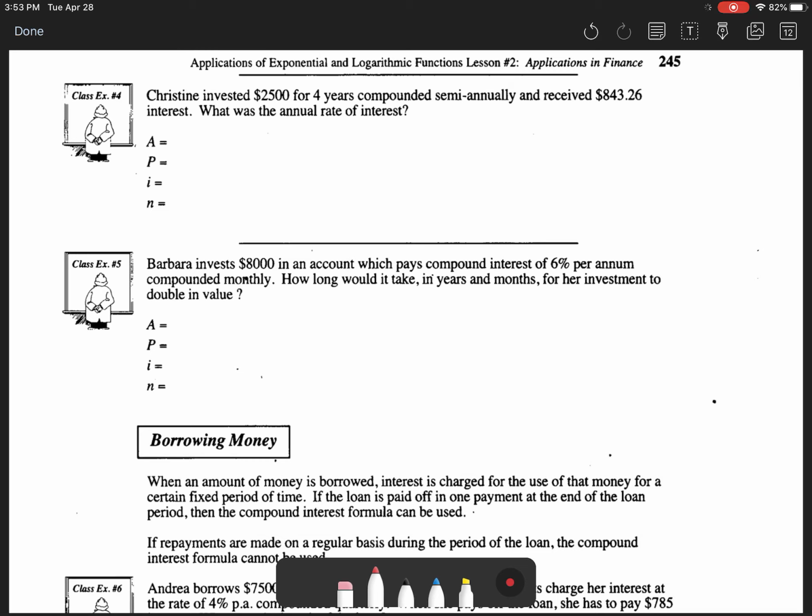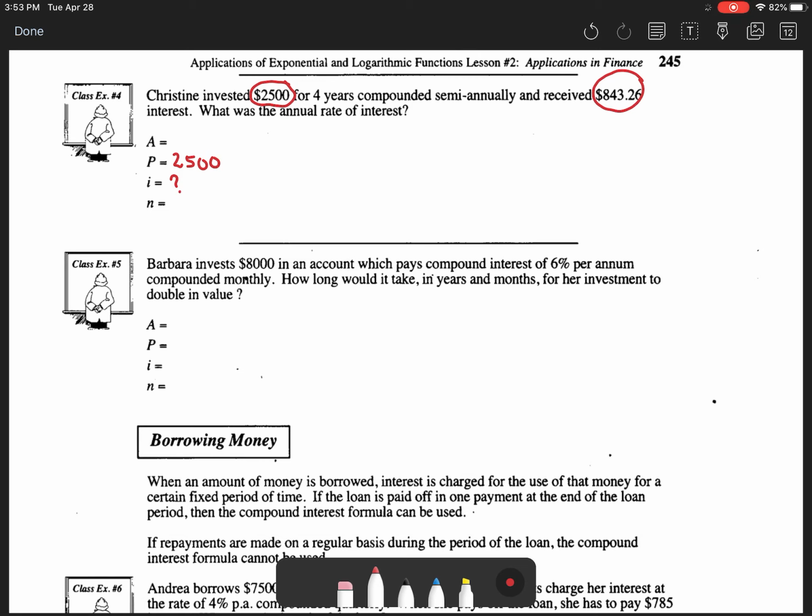Okay, next. Christine invested $2,500 for 4 years compounded semi-annually and received $843.26 in interest. What was the annual rate of interest? So based on the question, what's the annual rate of interest? This is what they're after, right? They're after I, the interest rate.